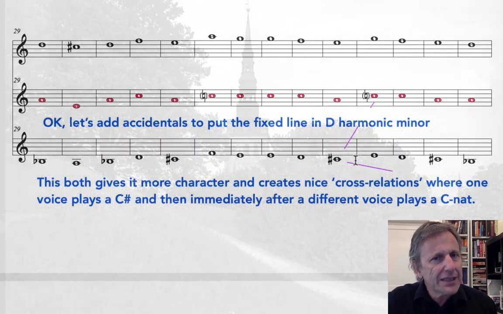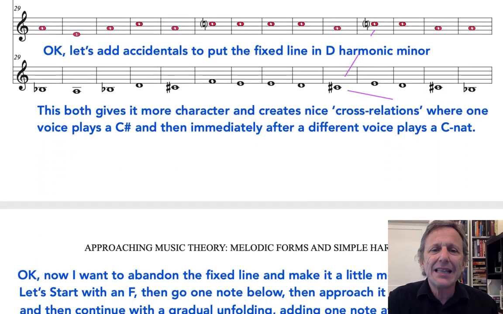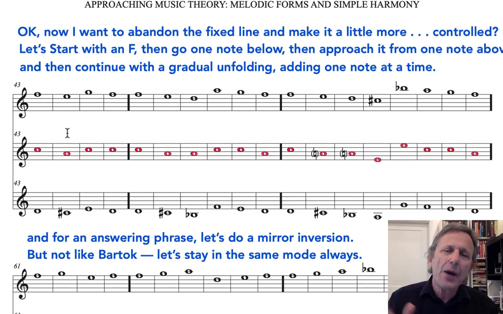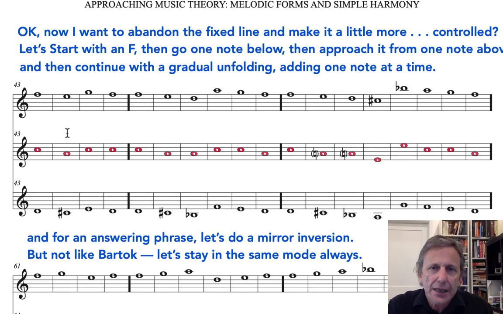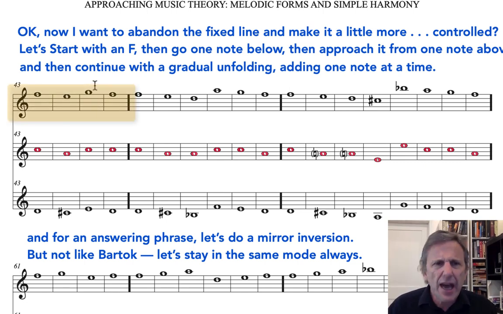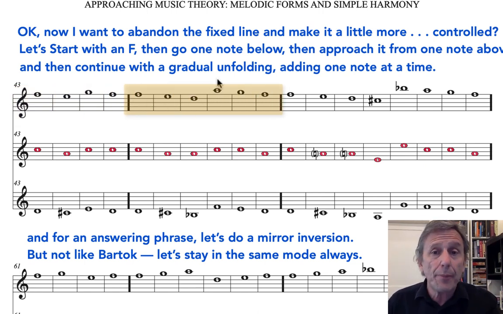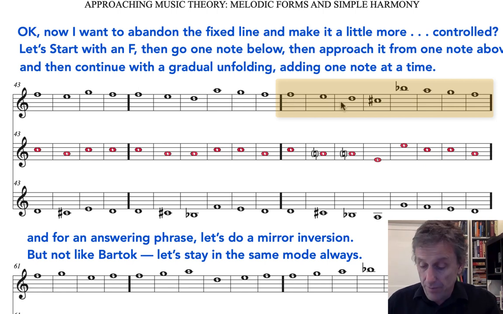And the final step, I think, is let's abandon the fixed line. We've learned what we want to learn from the cantus firmus, but now I want to apply a process to the top line. And since the middle line is fixed, maybe we can do something very deliberate. And look what Arvo Pärt does. F, E, G, F. We start centered on the F, go down one, and then start from the top and come back. Then we go down two, and then start from two up, and then go down three. Remember, keeping the accidentals, and then come down from here.